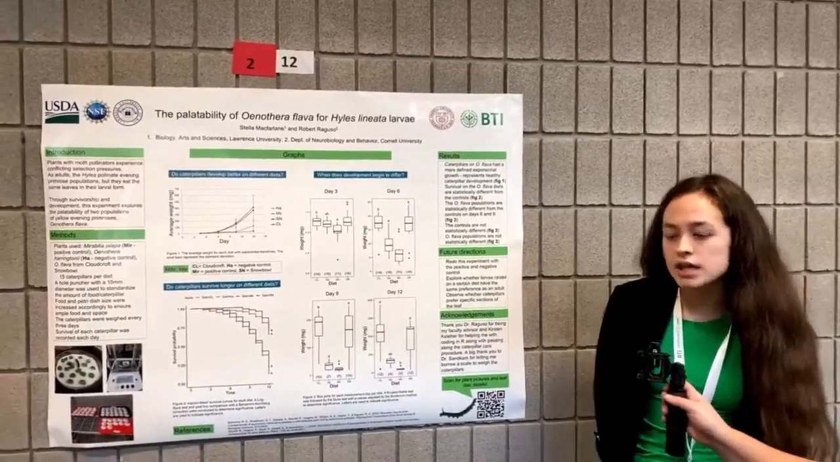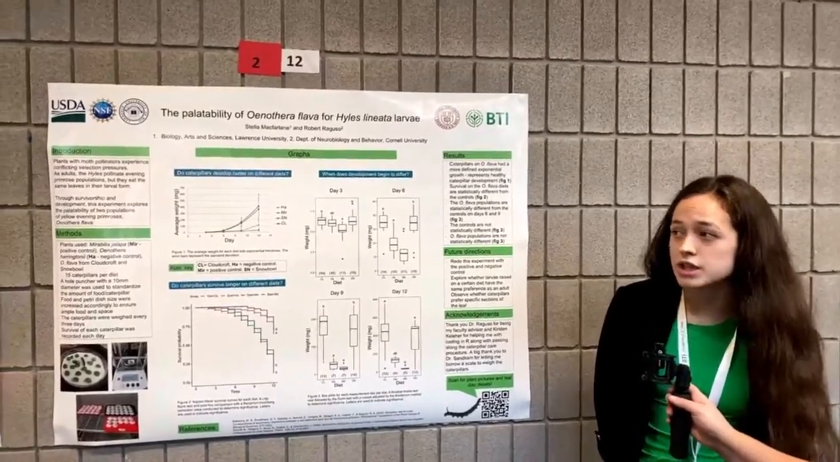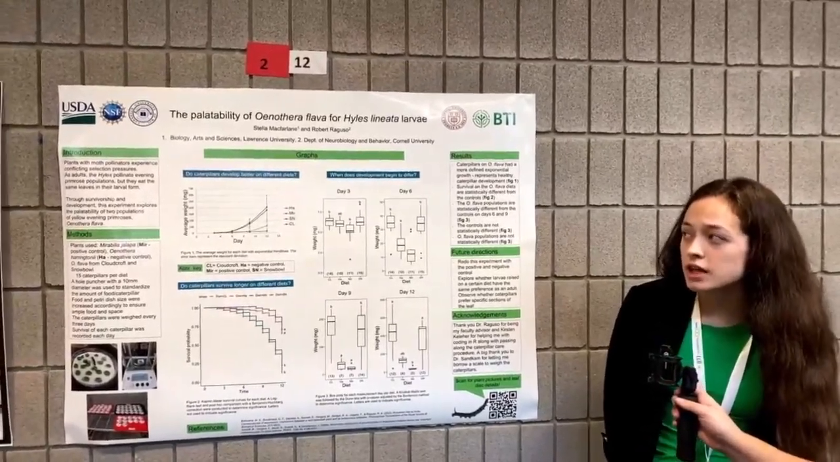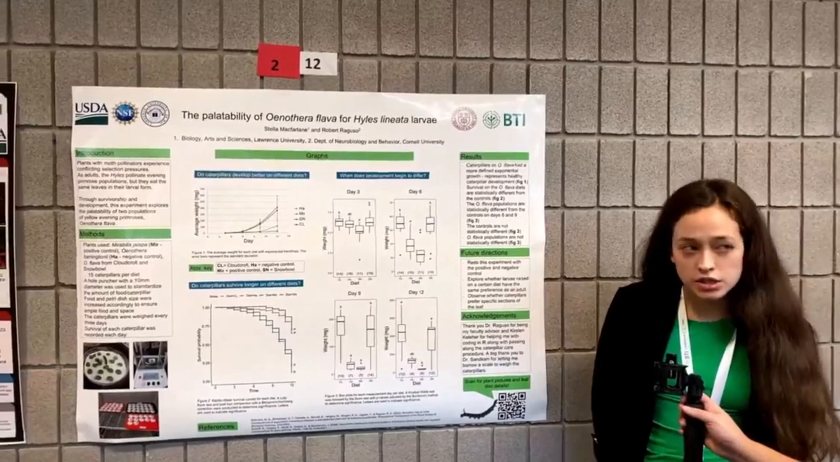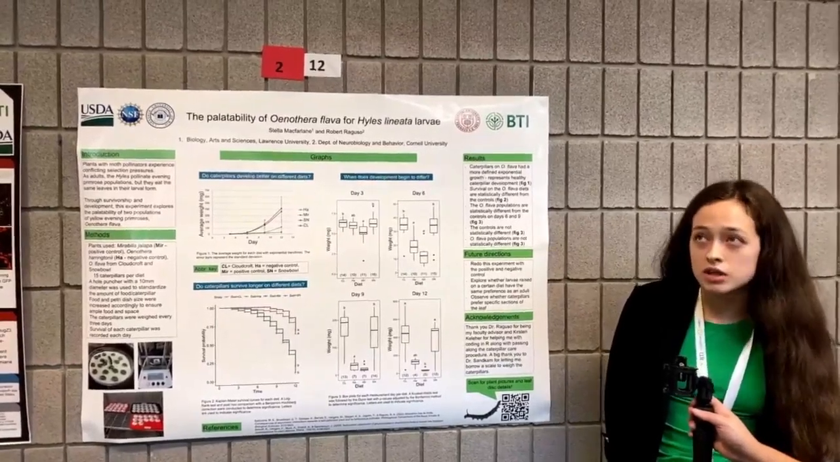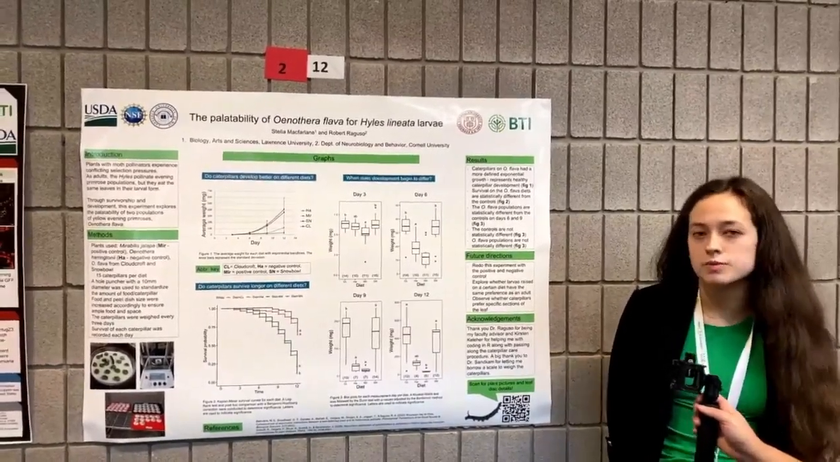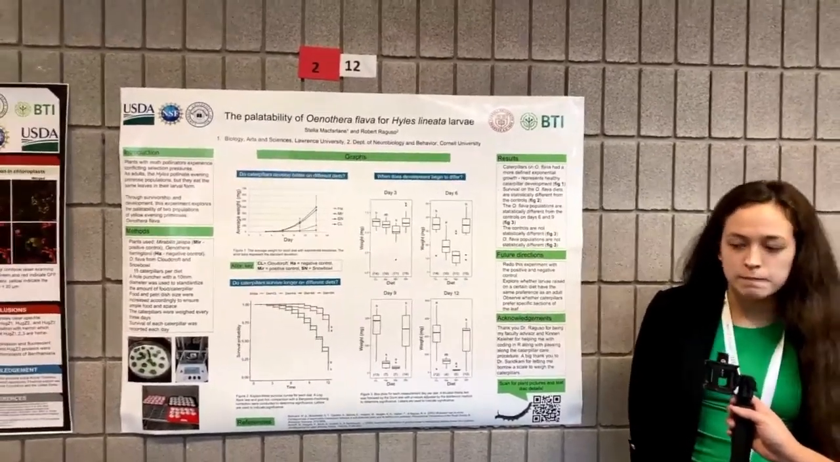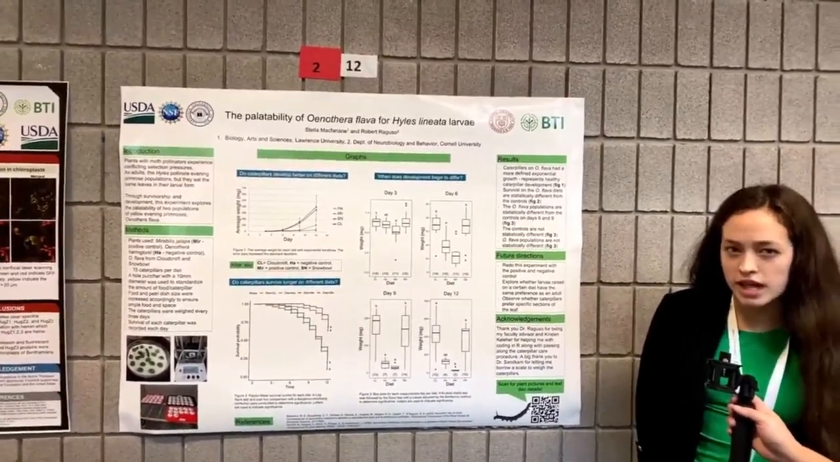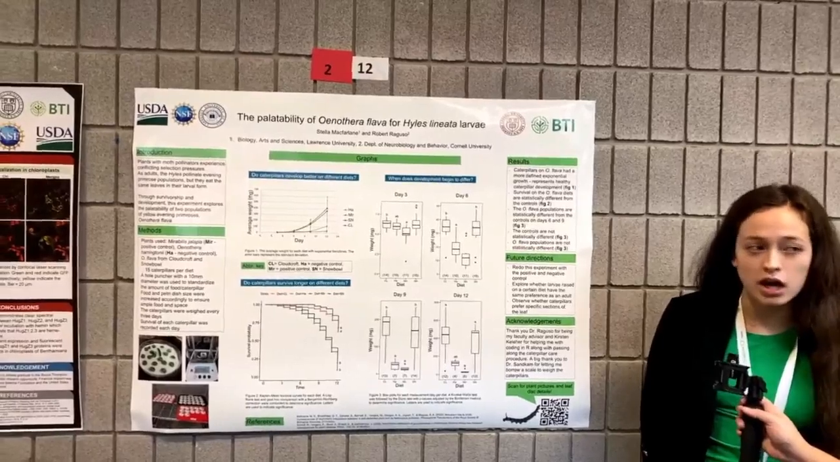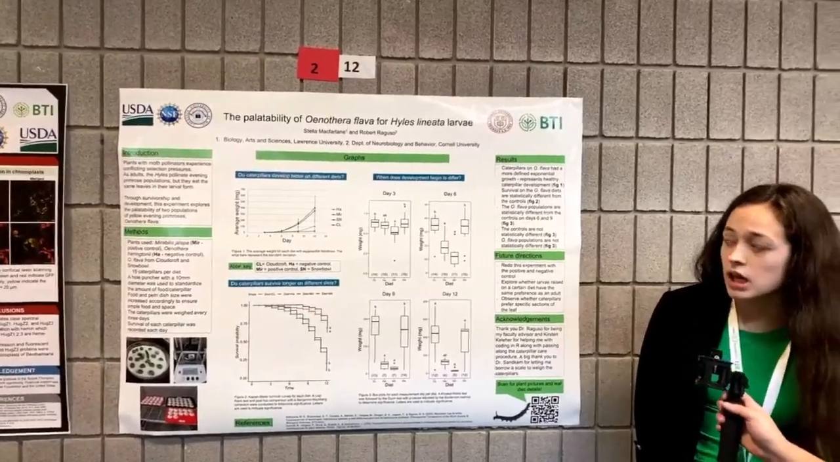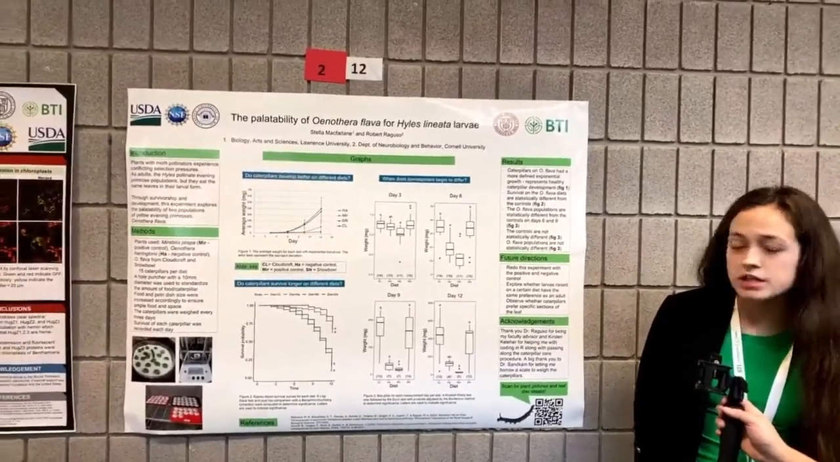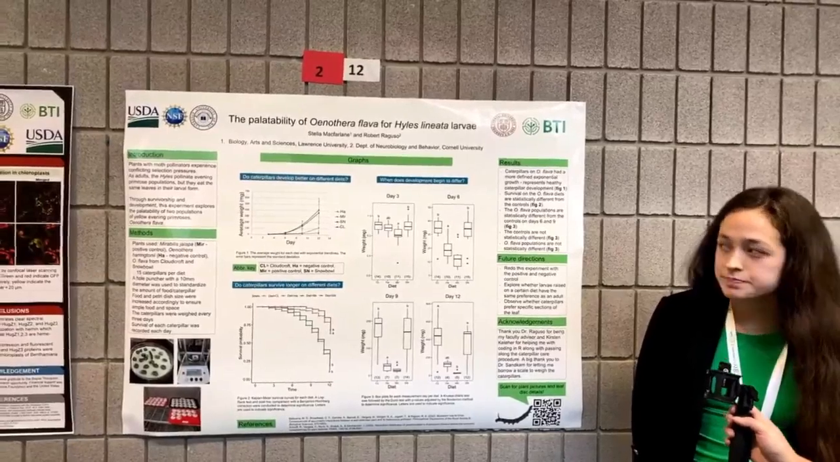So a broad scale picture of why I did this research is plants with moth pollinators experience conflicting selection pressures. As adults, the Hyles pollinate evening primrose populations, but in their larval form, they eat the leaves. So my project looks specifically at how larvae fare on different leaf diets. And to do that, I looked at survivorship and development.